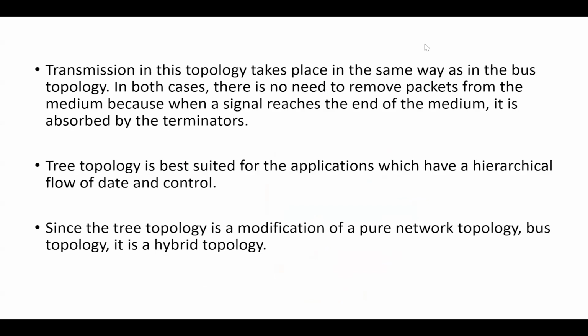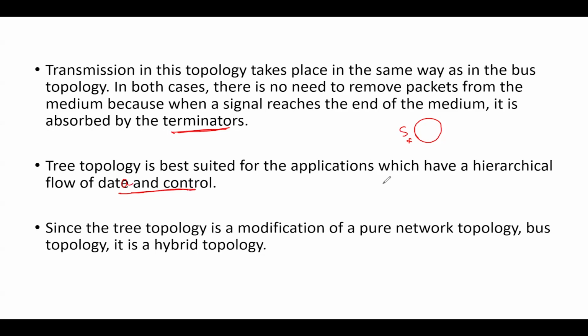So transmission in the tree topology takes place in the same way as in the bus topology. In both cases, there is no need to remove the packets from the medium because when a signal reaches the end of the medium, it is absorbed by the terminators. If you remember, when it comes to the ring topology, the sender was supposed to remove those packets from the network, whereas in bus as well as tree topology, that itself will be absorbed by the terminators. Okay. So tree topology is best suited for applications which have hierarchical flow of data and control. So it is data and control.